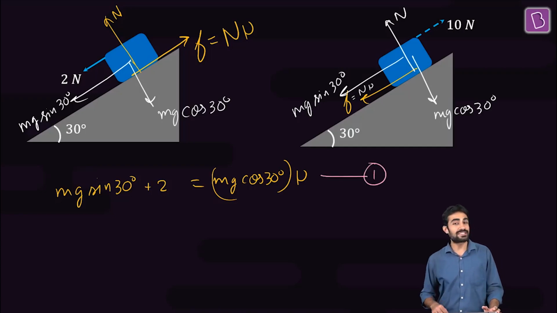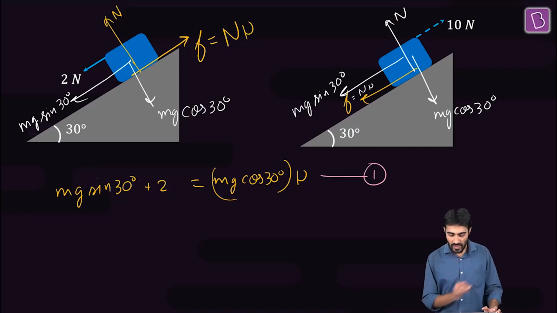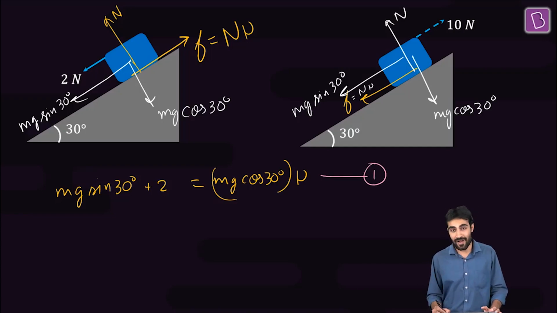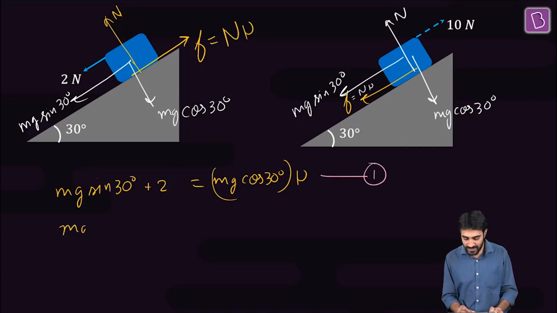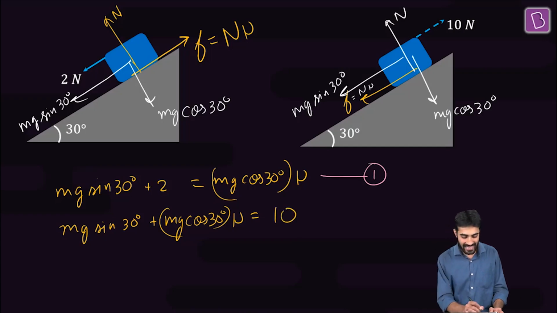Now let's talk about the second equation. The second equation we can see is from the second free body diagram. The down the inclined forces include mg sine of 30 degree plus friction force, which is normal reaction times mu, and this is equal to total up the inclined force, which is 10 Newton. Correct. This is our equation 2.